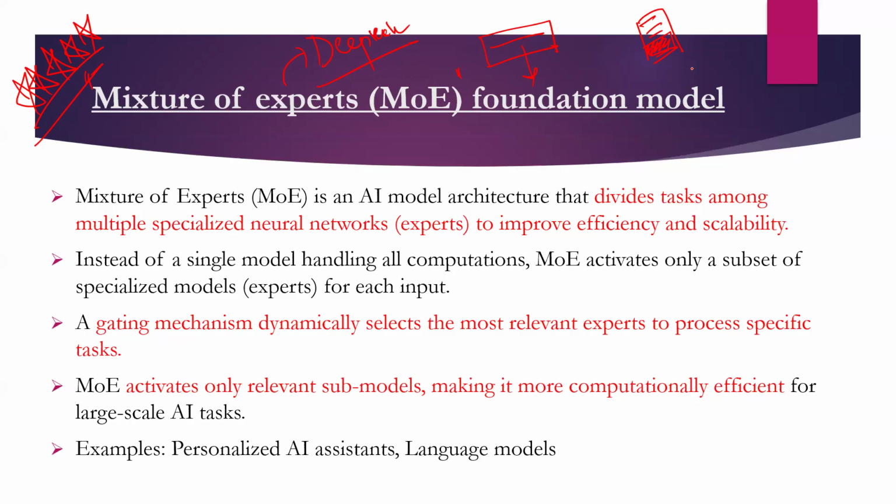For example, in ChatGPT, if you ask it to create an image, it will directly give it to a neural network which focuses only on creating those images, rather than going through the entire data set. That is done through a gating mechanism which selects the most relevant expert to process the specific task. So it activates only relevant submodels, making computation more efficient. This is the basis of DeepSeek.